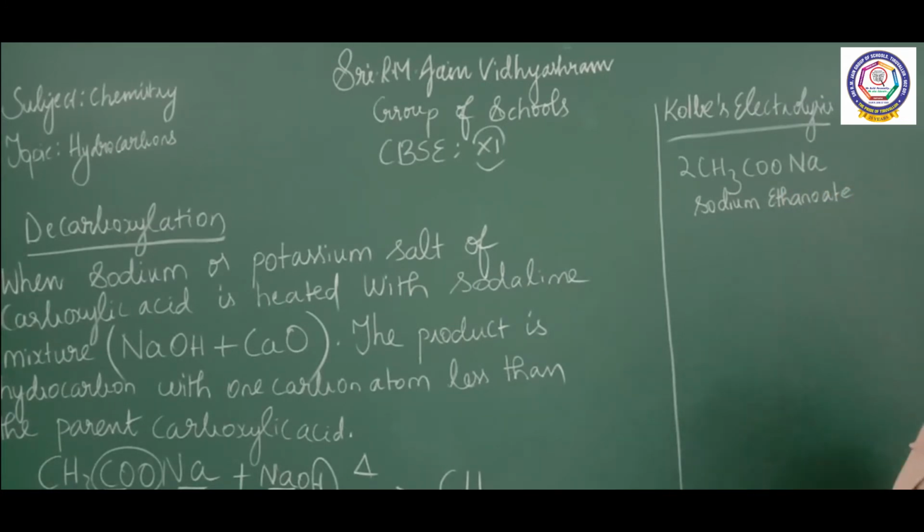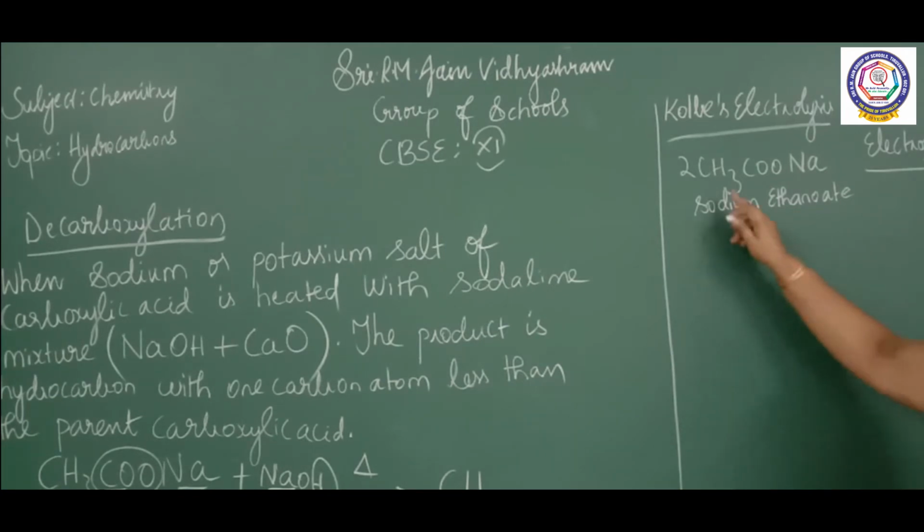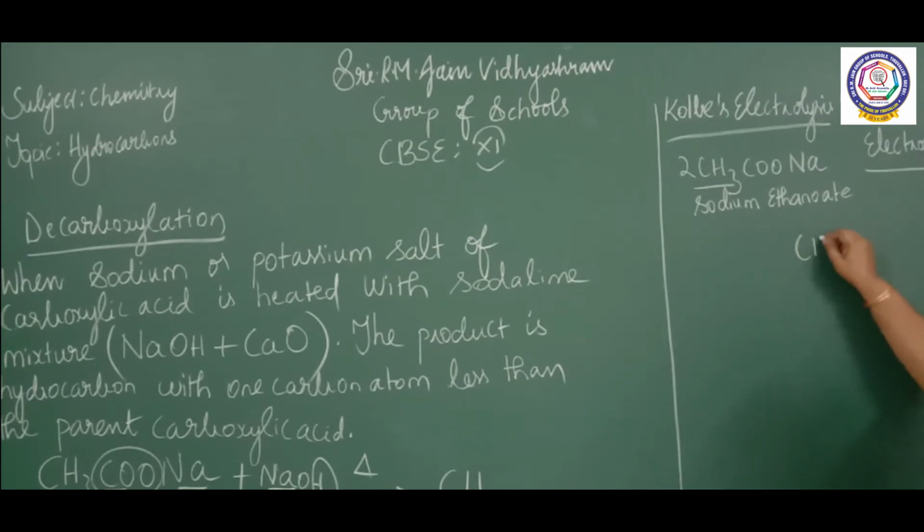Sodium ethanoate. So what is sodium ethanoate? It undergoes electrolysis. So what is happening here? You will be getting 2 different types of products here. So 2CH3 can be written as CH3. Okay. What is the next one?